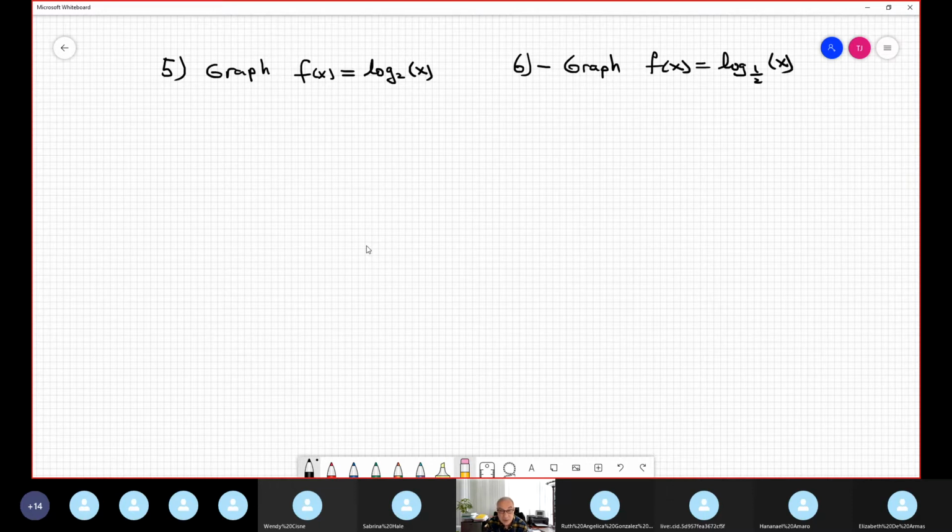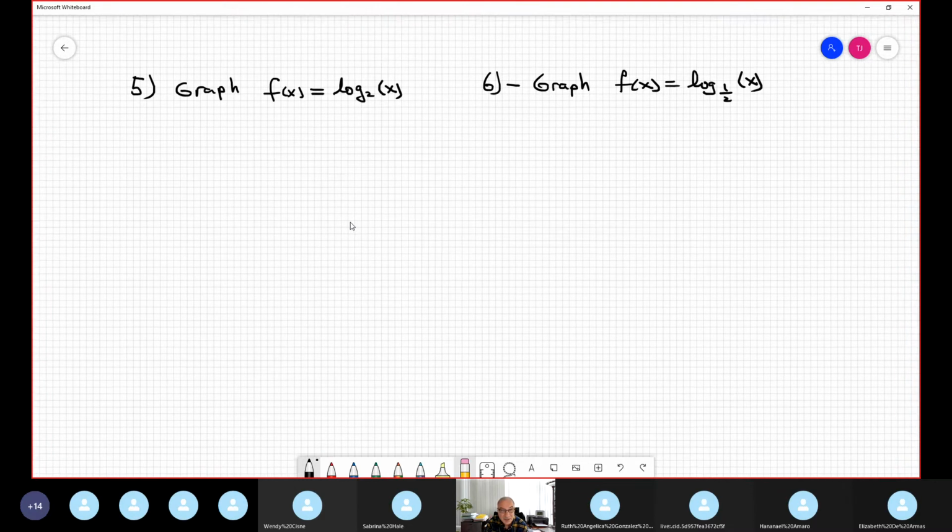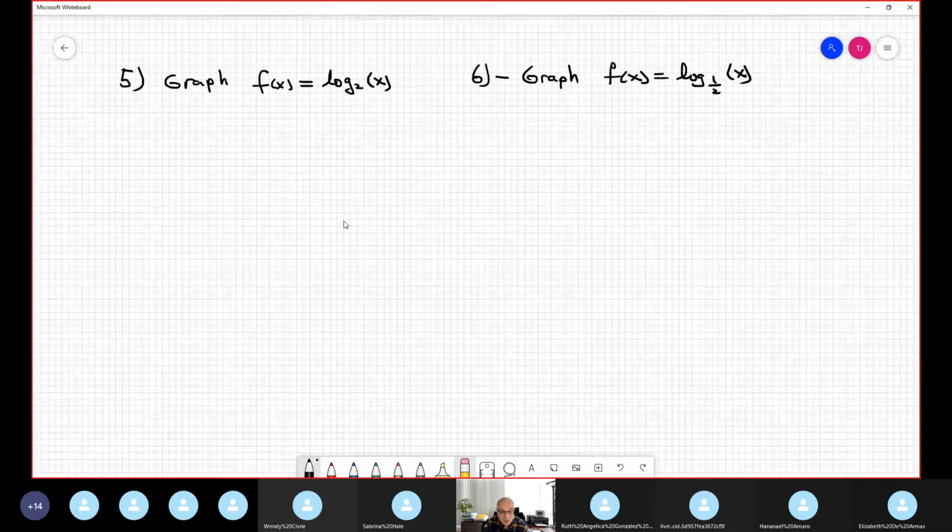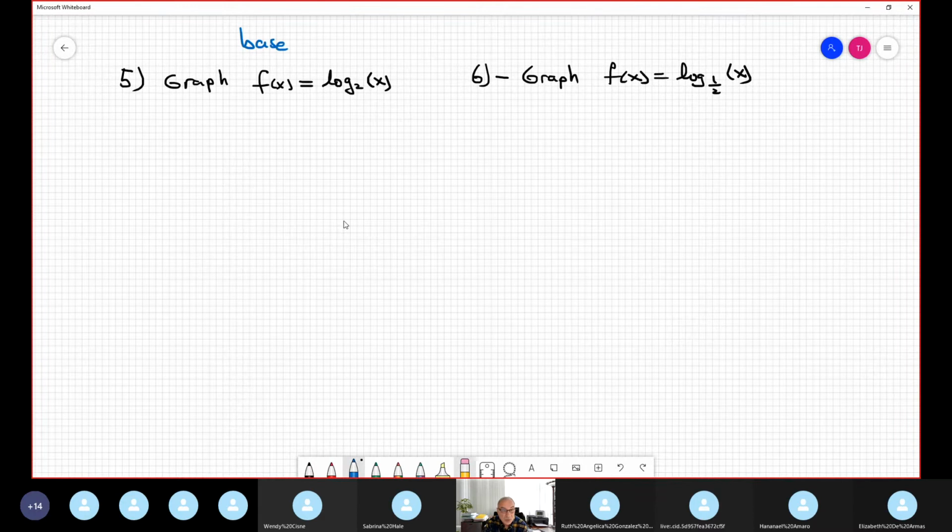The difference is clear. The difference is the base. Look, the base here is 2, which is greater than 1, and the base here is 1/2. When the base is greater than 1, the logarithmic function is increasing. When the base is less than 1, the logarithmic function is decreasing. Look like that. But okay, in detail now. Let's do it in detail.